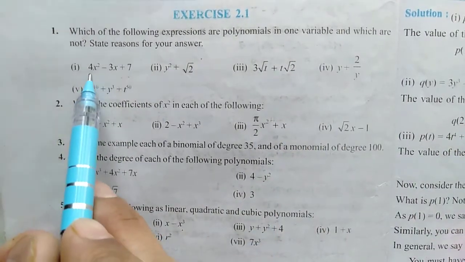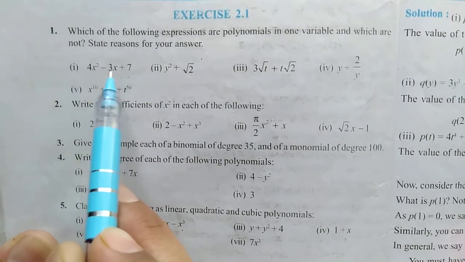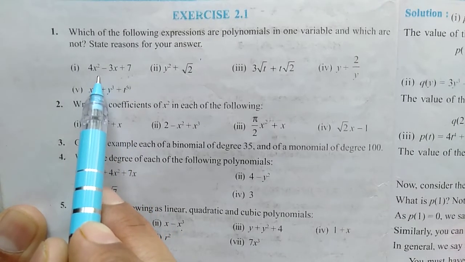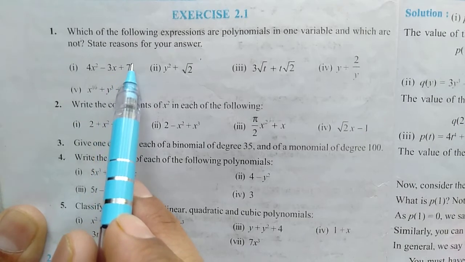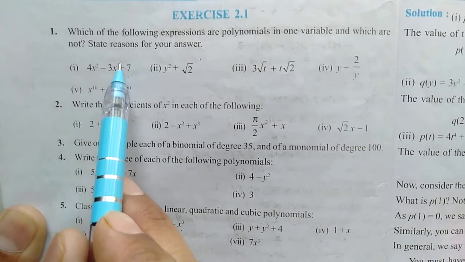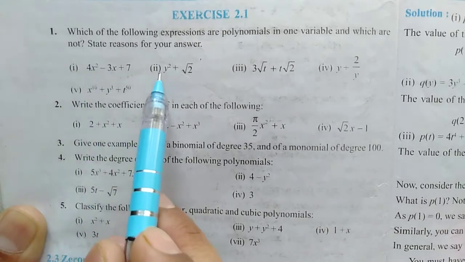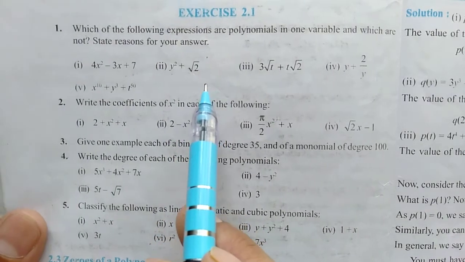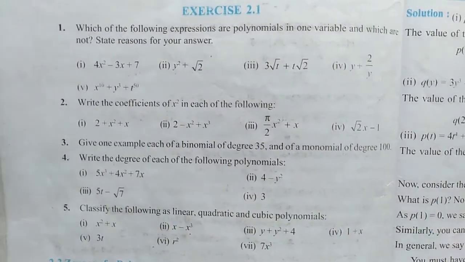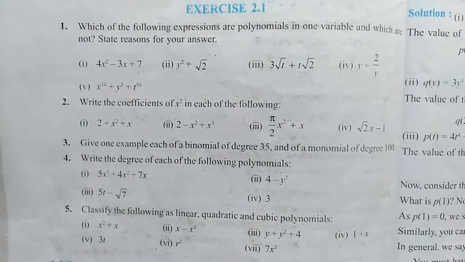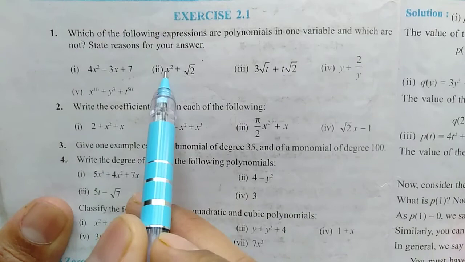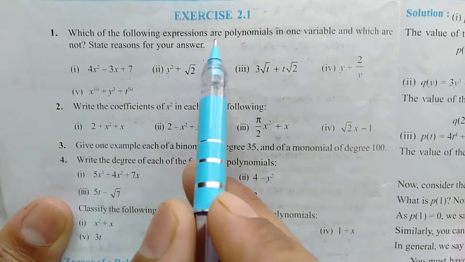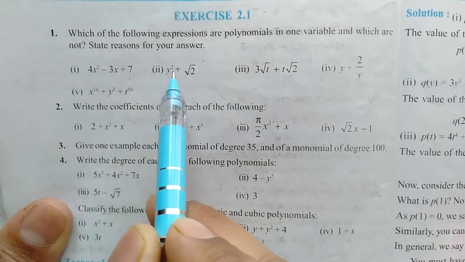First understand. 4x square minus 3x plus 7. This is a polynomial. Yes, why is it a polynomial? Because the powers, as we were just talking about, are whole numbers. The power of x is 2 and the power of this x is 1, so this is a polynomial. Second one is y square plus root 2. In this polynomial, see the power of y. This is the variable. So the power of y is a whole number. Yes, this is also a polynomial in one variable. The variable is y only, and this is a constant.